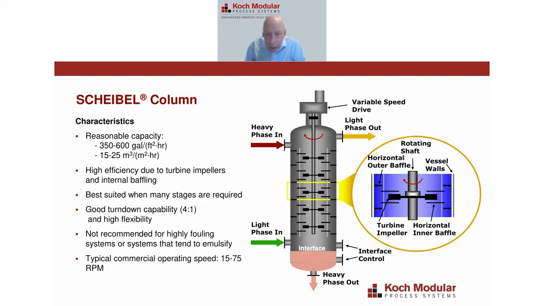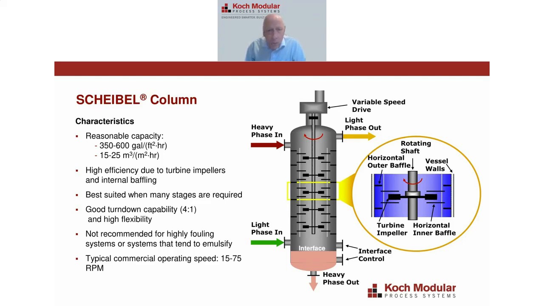Again, a turbine impeller in between inner baffles, and then outer baffles or stators, which define each stage in the column. So as this impeller is spinning, it's drawing the liquid in and sending it out to the wall, and you're going to get a circular pattern inside here. And of course, some of the light phase goes up, some of the heavy phase goes down.